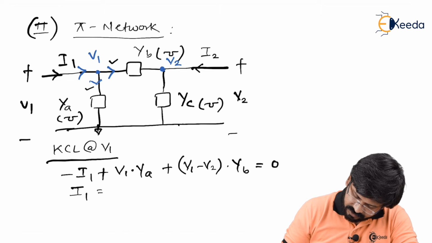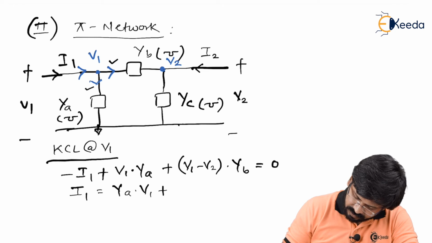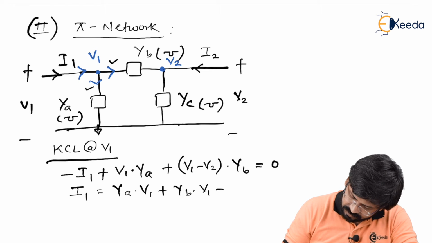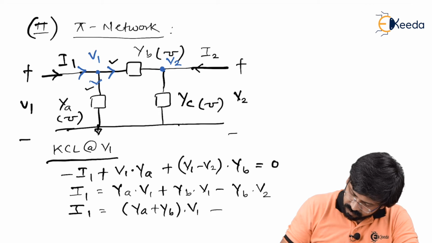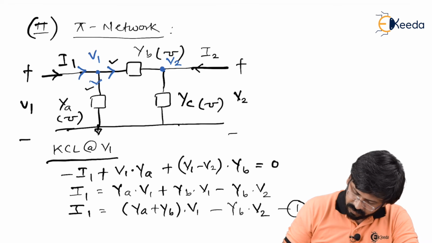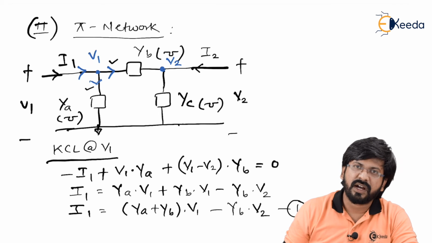So I can write this equation as YA times V1 plus YB times V1 minus YB times V2. And rearranging properly, I can have YA plus YB times V1 minus YB times V2. Now this is equation 1 for me, which is nothing but the final equation for I1.